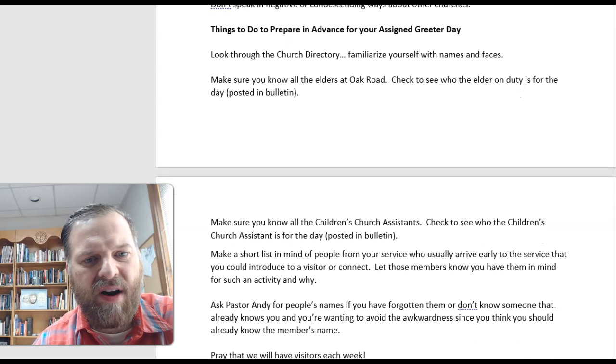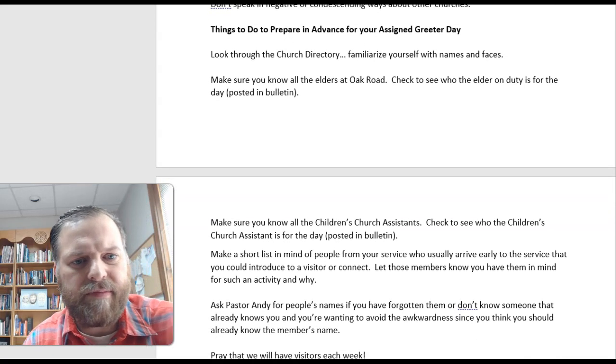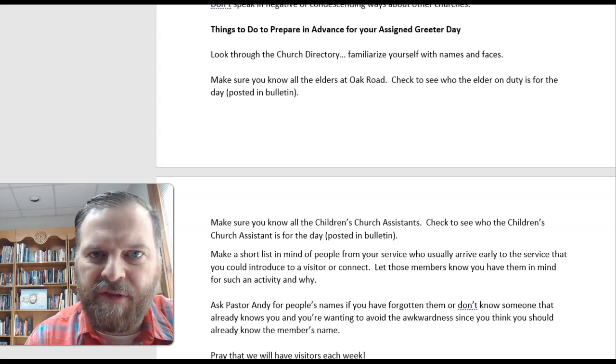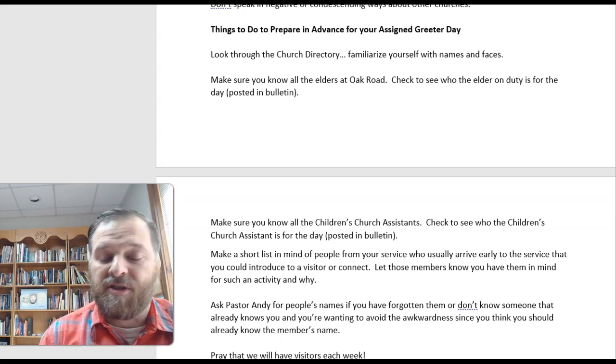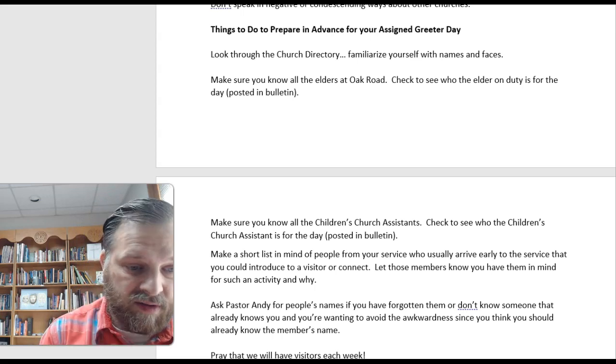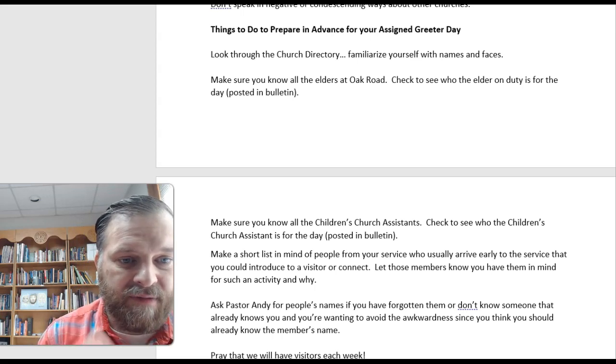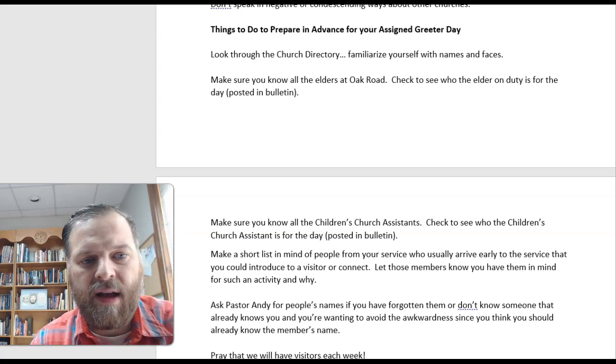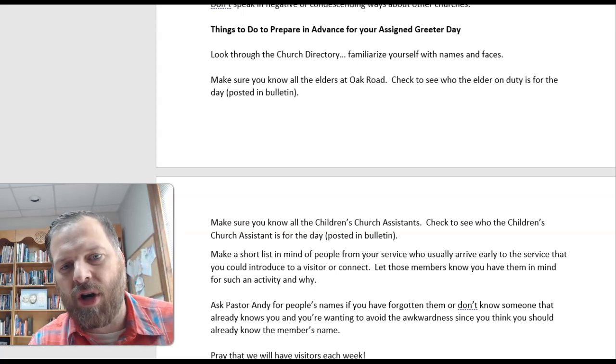Things to do to prepare in advance for your sign greeter day. Look through the church directory. Familiarize yourself with names and faces. This is very key, okay? If there are people you don't know, go through the church directory, find their name, find their face, and memorize them so that when they come in, you know them. Make sure you know all the elders at our church.